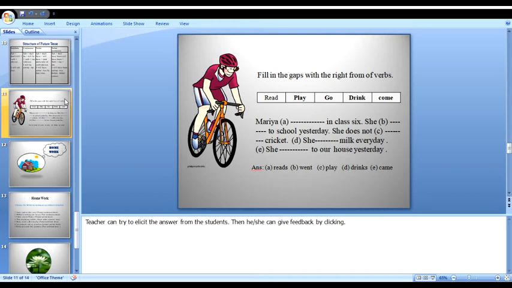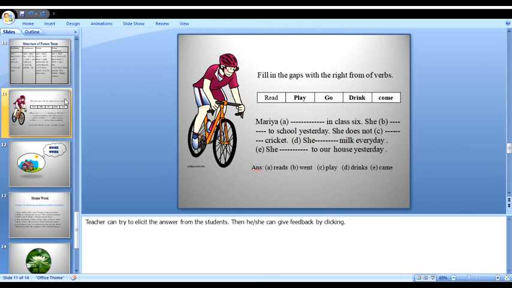So look at blank A. Which one is the correct verb for that blank? Maria, because Maria is the name of a girl and Maria is third person singular number. So you have to put S or es, the correct form of verb. So here the correct answer will be Maria reads in class 6.